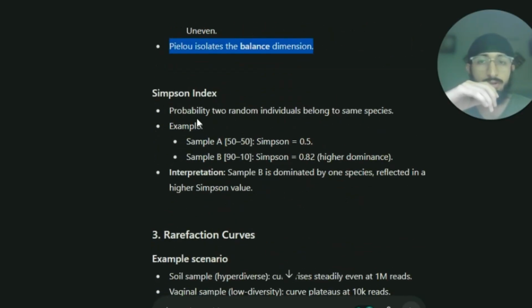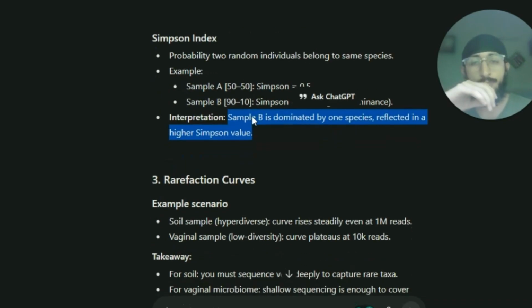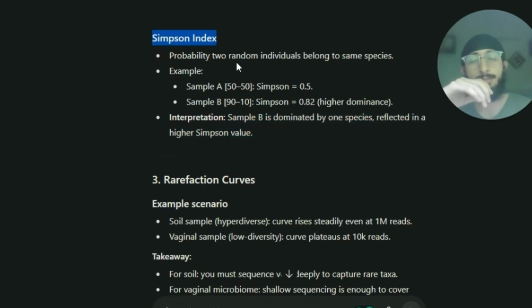Now we have the Simpson index, the probability that two random individuals belong to the same species. For example, sample A is 50-50, the one we discussed. Simpson gives us 0.5 as the answer, and sample B has a Simpson value of 0.82, 90% A and 10% B, which means that higher dominance is of this one. So interpretation is that sample B is dominated by one species, reflected in a higher Simpson value, right? So the purpose of the Simpson index is to give us the probability of two random individuals belonging to the same species.